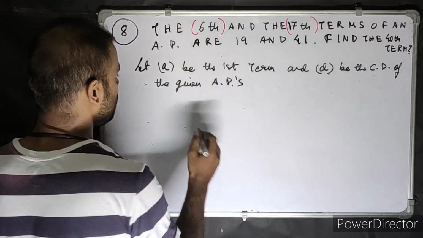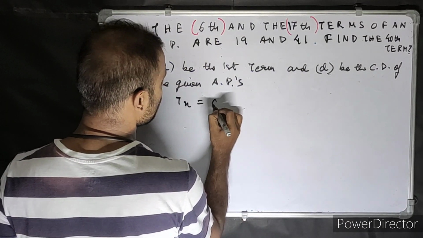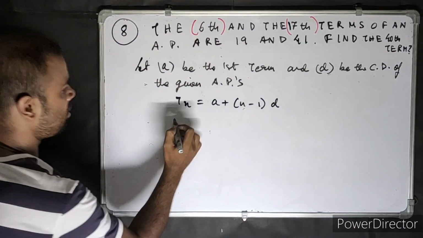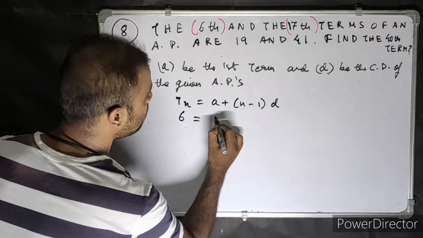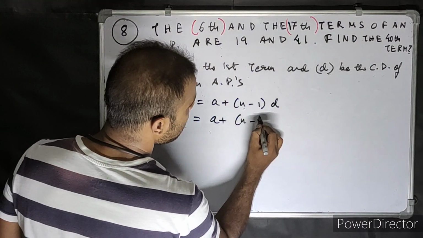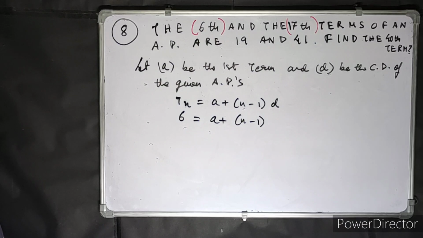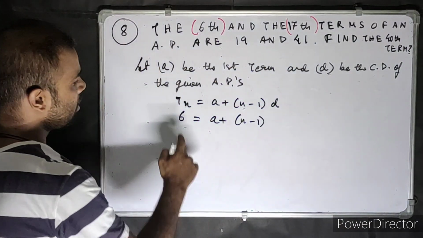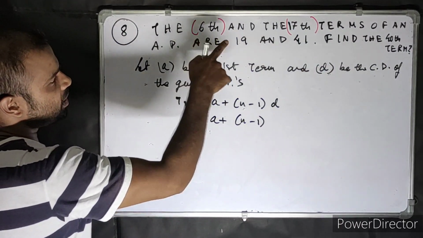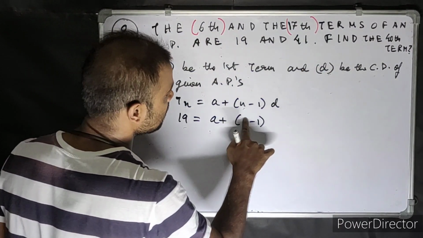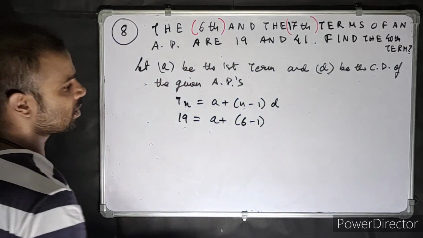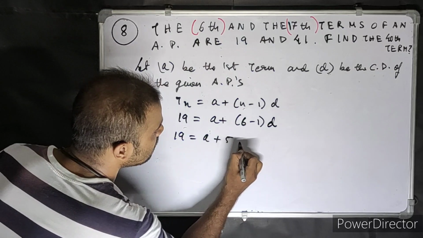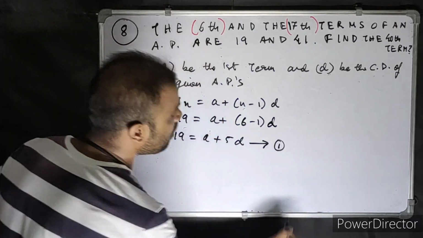Okay, so let's start then. Tn is equal to A plus (n minus 1)D. So the 6th term is 19, right? A plus, and over here we are going to have 6 minus 1, D. Okay, so 19 is equal to A plus 5D, equation number 1.